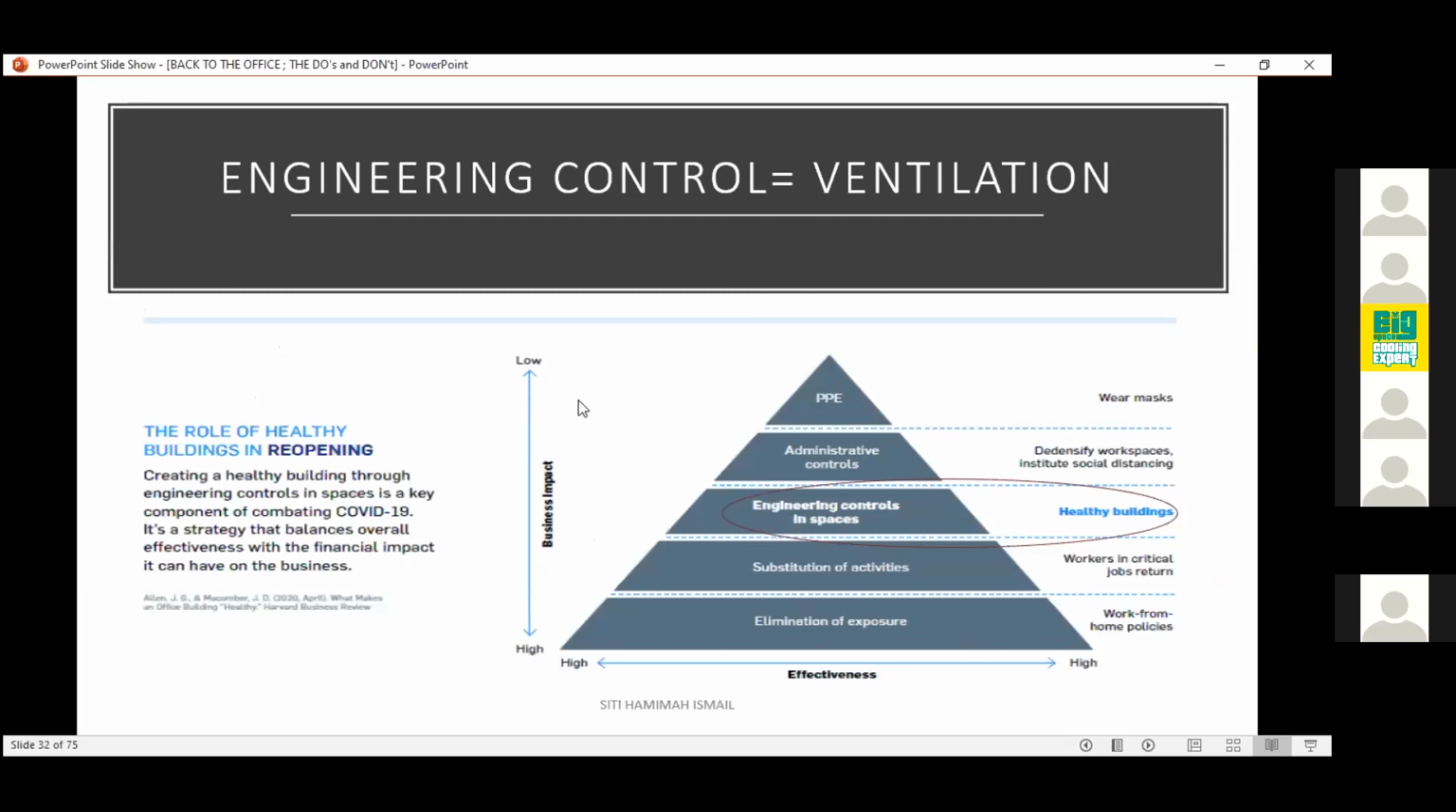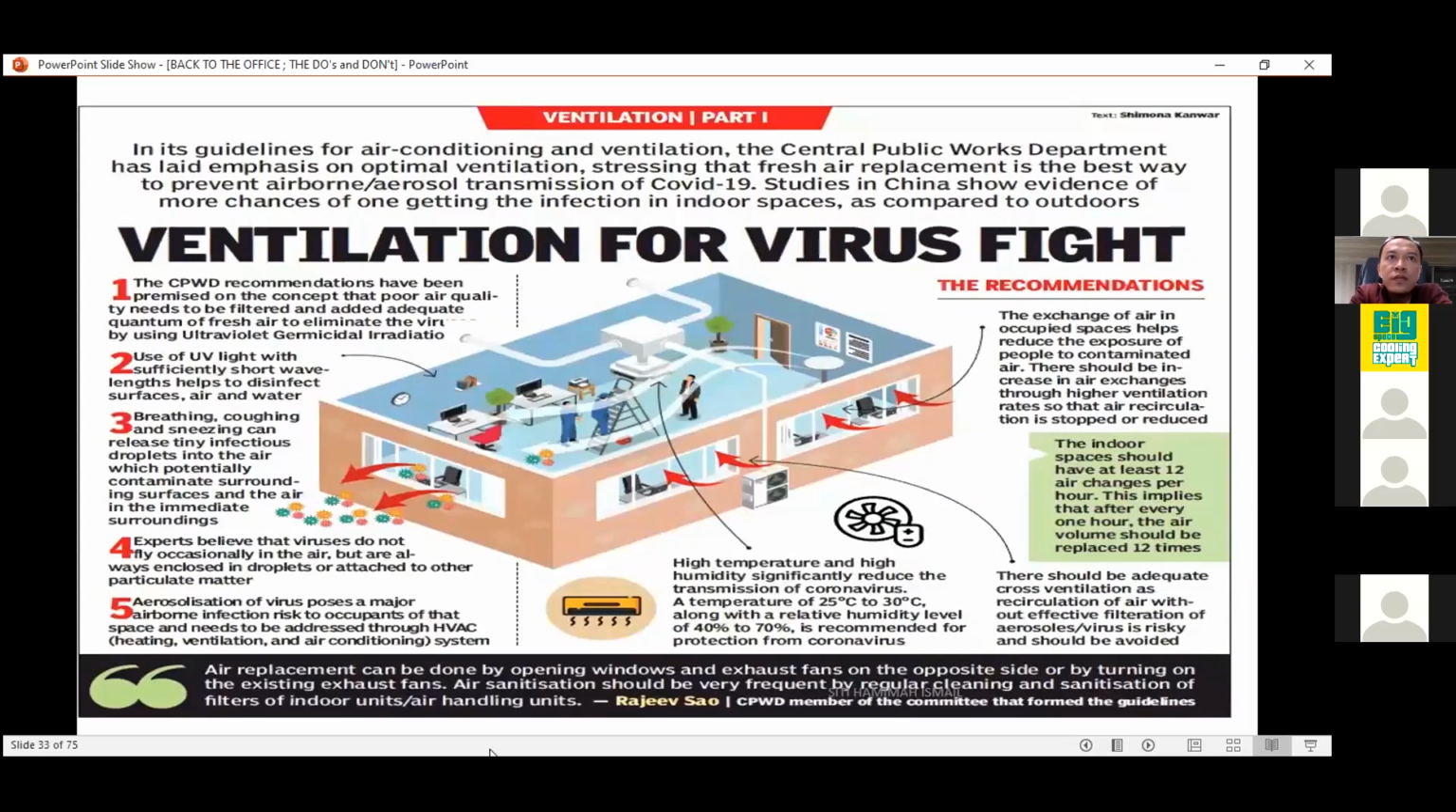Biasanya dekat dalam business risk category kita ada low to high. So this one is under engineering control. So that's why dia kata engineering control fall under healthy building. Kalau you perasan yang ini banyak dah keluar.